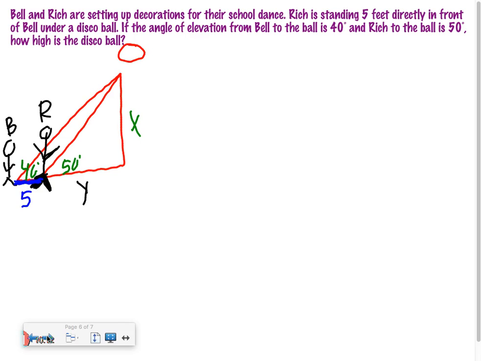So let's start with Rich. Okay. Let's look at Rich. What could be a trig function I can write relating all three of these things? Sine, cosine, or tangent? Tangent, right? Because here's my angle, here's my opposite side, and there's my adjacent. So we're going to write tangent of 50 equals x over y. Now we're going to leave that there for a second, okay? Just leave it.